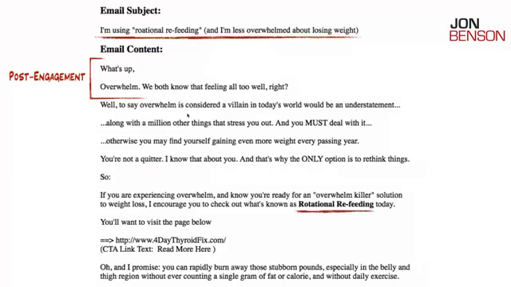And here's how I pull in the ULB. It's very simple down here. If you're experiencing overwhelm and you want an overwhelm killer, you've got to check out what's known as, notice how I use the word rotational refeeding today. Pretty simple. I don't even have to say what it is. Notice nowhere on here do I even define it. I just say, this is what's saving my ass. And it's rotational refeeding. You've got to check this out. And then I close with this promise at the very bottom. I promise you can rapidly burn away those stubborn pounds. So I give them a promise underneath the link, because that's where your eye is going to go. So kind of cool.